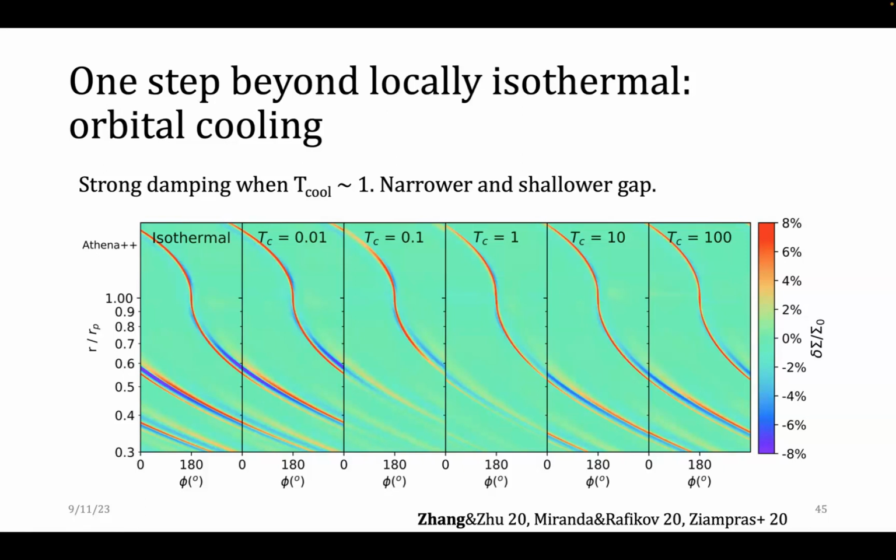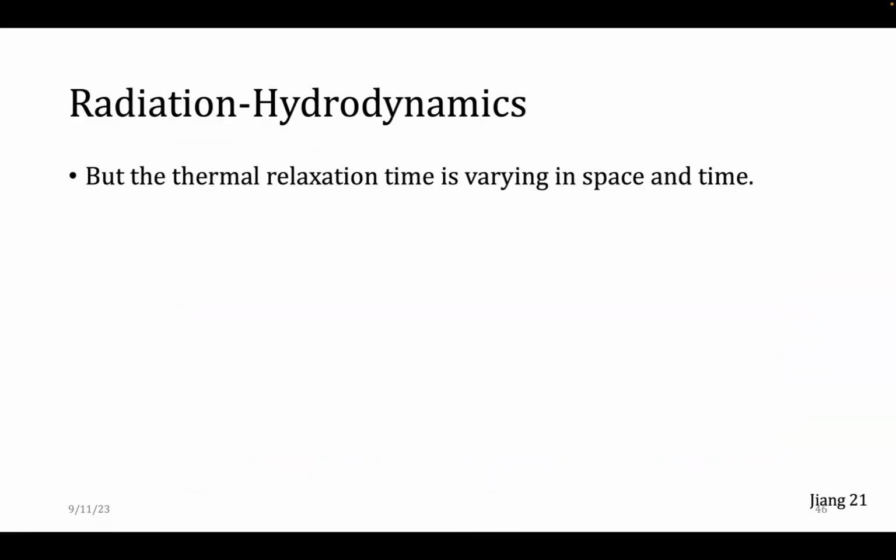This has implications for gap opening, because with a weaker spiral at these cooling times, you would expect a narrower and shallower gap opened by the spirals. In terms of observation, you would underestimate your planet mass if you assume isothermal disks. This orbital cooling prescription is very neat, but we know that the cooling time should vary in both space and time. So how can we capture that?